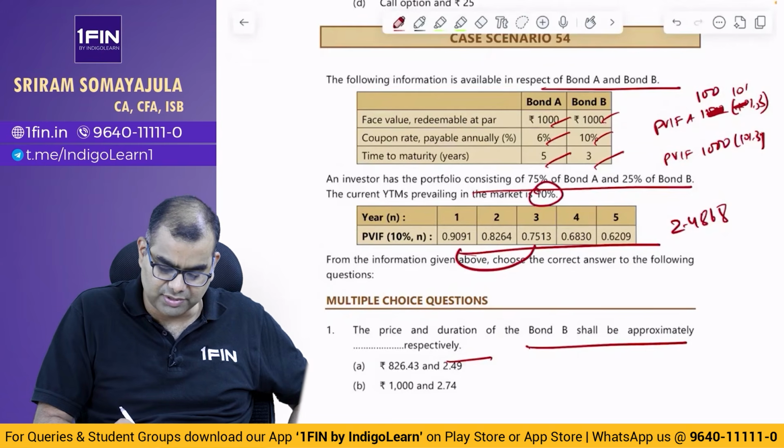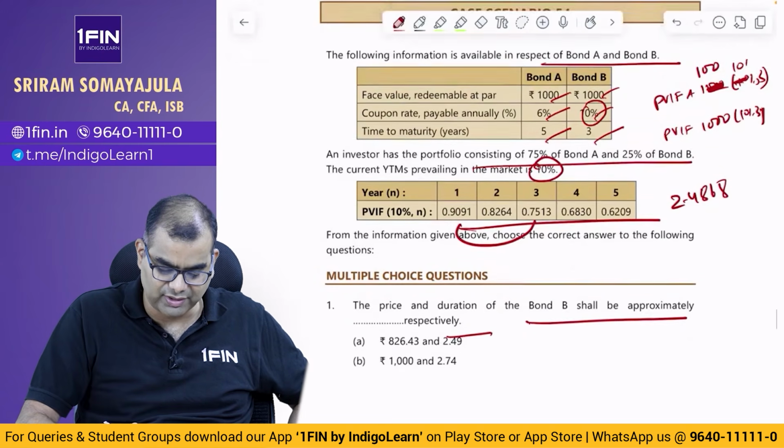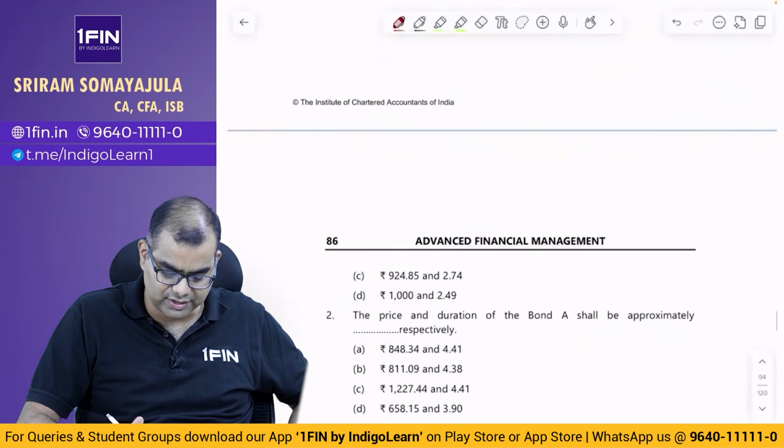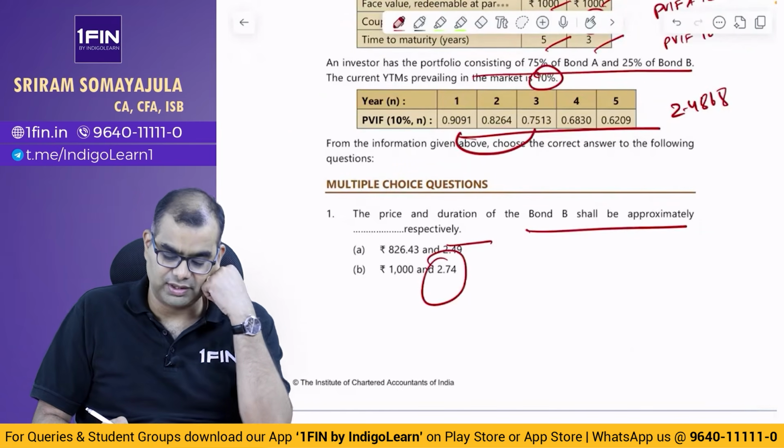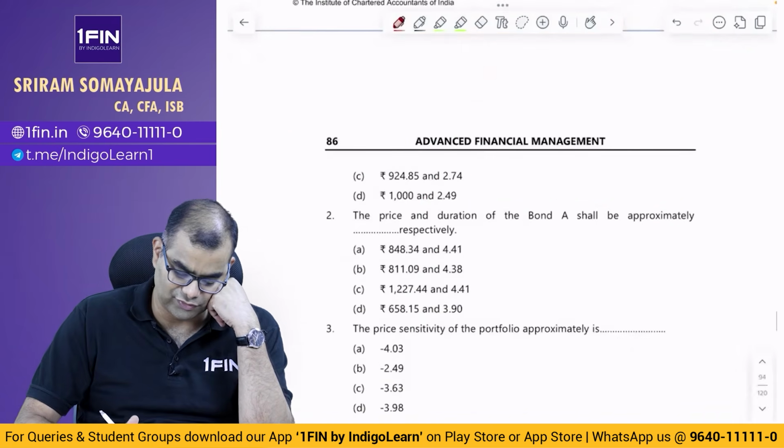See, yield is 10% and coupon is 10%. Why did I do this? Price is 1,000, very clear. Now the point is what is the duration of the bond? Whether it is 2.74 or 2.49.